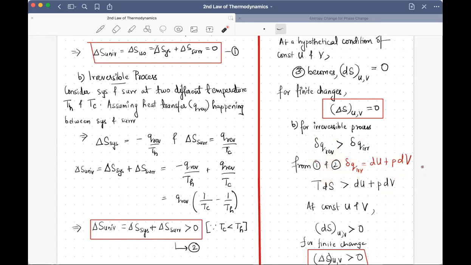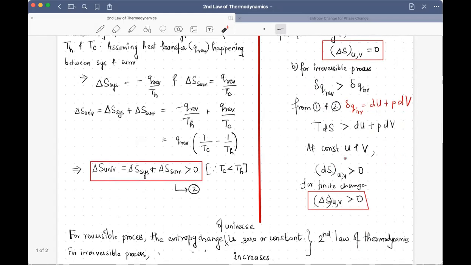Again, at constant temperature, constant internal energy and volume, these terms would cancel out to 0. Therefore it now becomes dS at constant internal energy and volume is greater than 0. Because this term is 0, if you bring T, it is already 0. If you talk about finite changes, it would again be delta S at constant U and V, greater than 0.